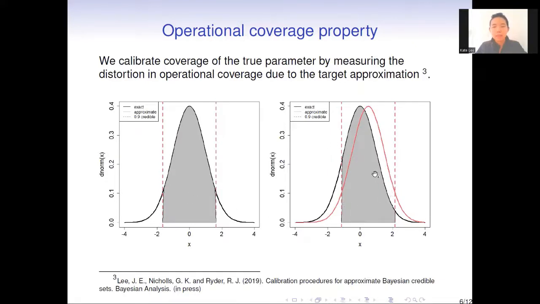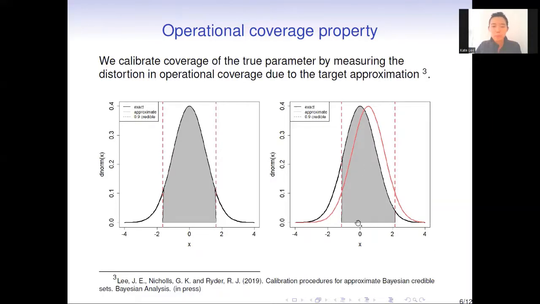On the right-hand side, there is some deviation between the approximate and exact posterior densities. The approximate density is shifted to the right-hand side. Hence, the 0.9 credible interval approximation is shifted towards the right-hand side. Operational coverage is the coverage of the exact posterior over the approximate credible interval. And as you can see, the operational coverage will not be the nominal value. It will be smaller or bigger than the nominal value.